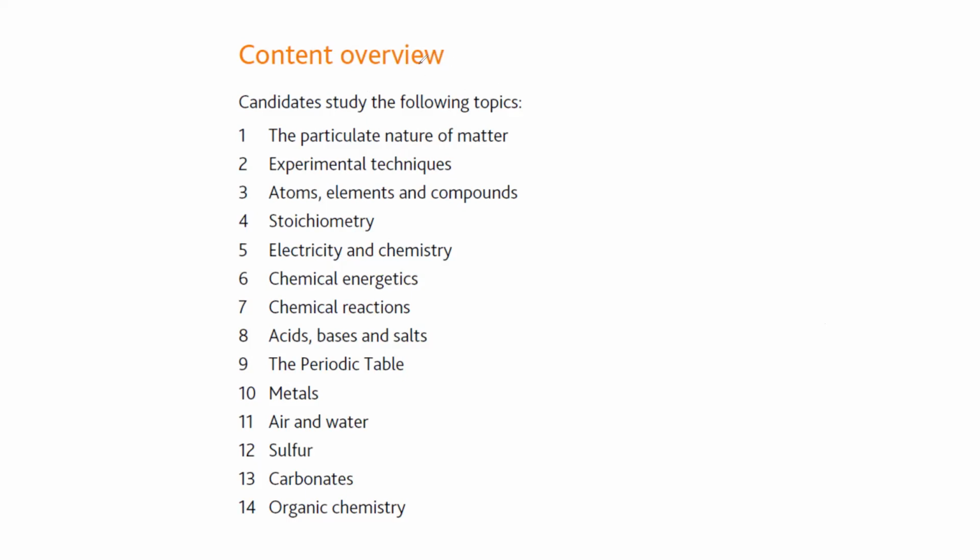The content overview means the chapters which will cover this whole syllabus. So what you have to study, the candidates study the following topics. The first one, the particulate nature of matter. The second one is experimental techniques, atoms, elements and compounds, stoichiometry, that's related to moles, electricity and chemistry, chemical energetics, chemical reactions, acids, bases and salts, the periodic table, metals, air and water, sulfur, carbonates, and the last one is organic chemistry. We will follow the syllabus in sequence.